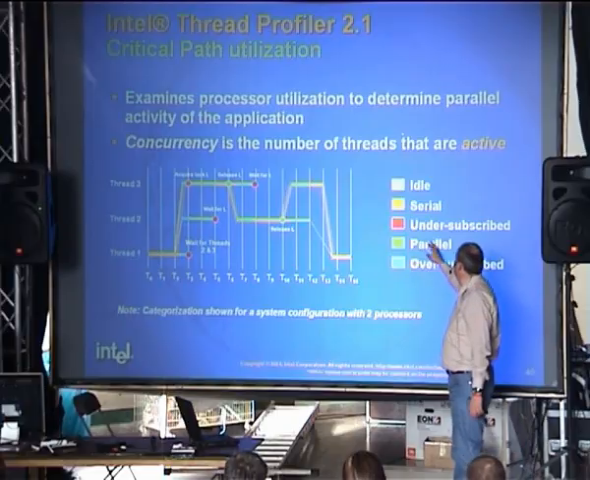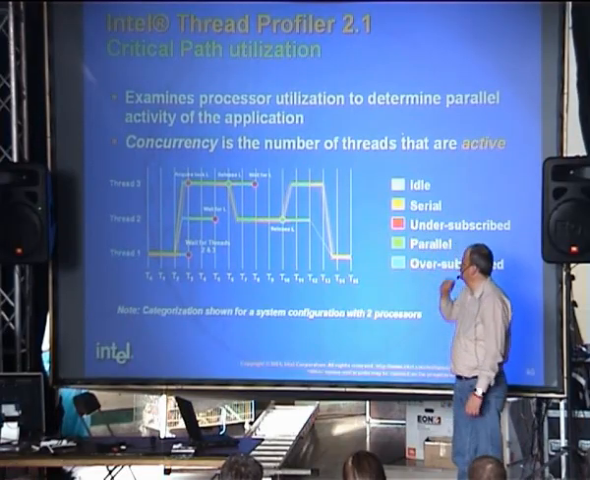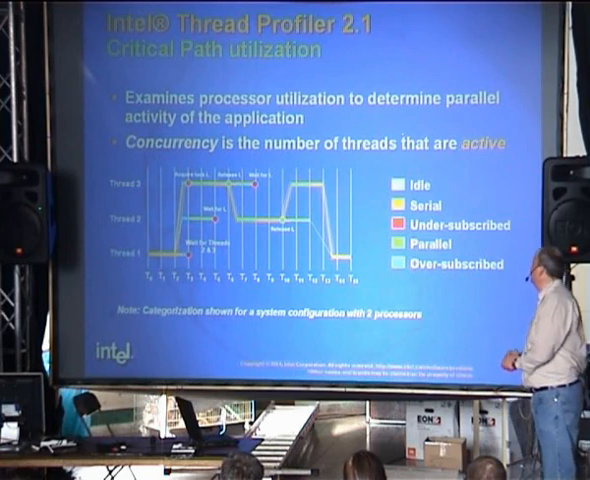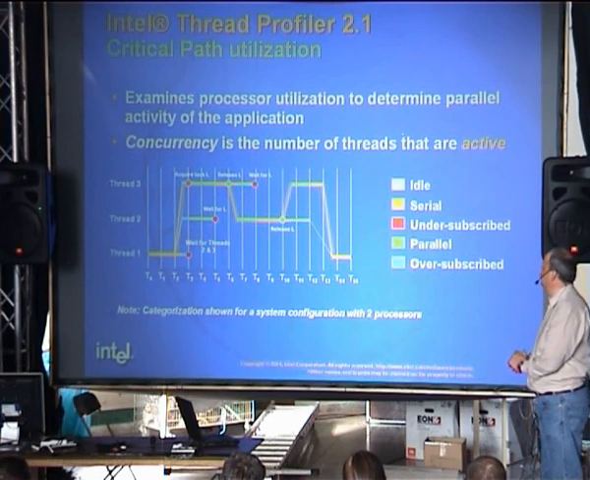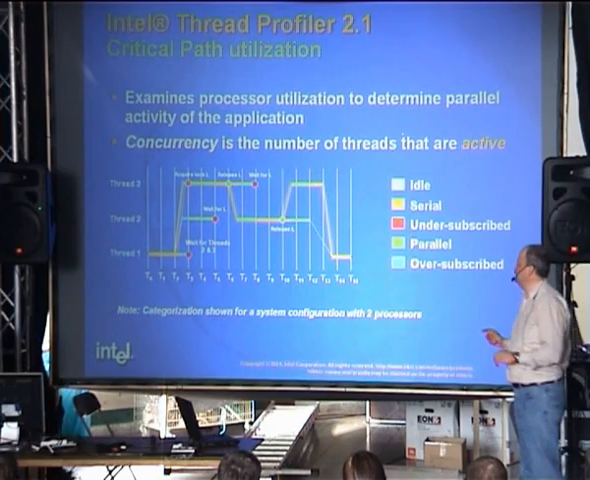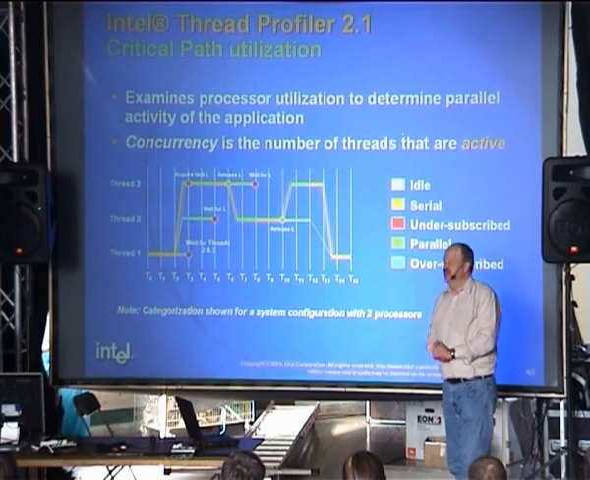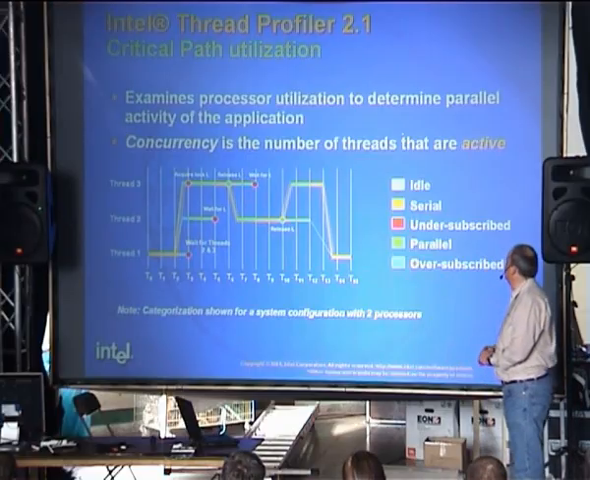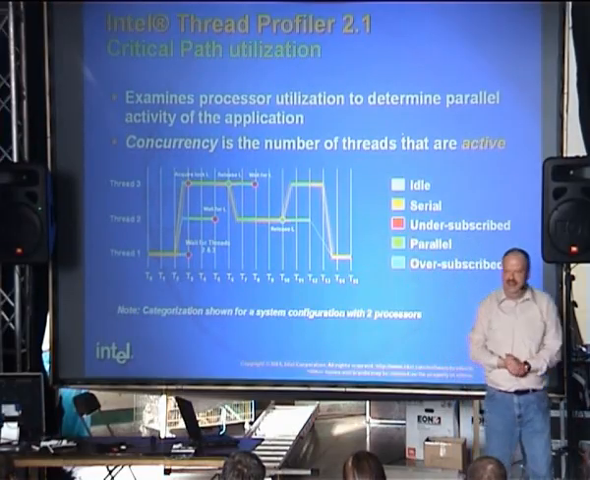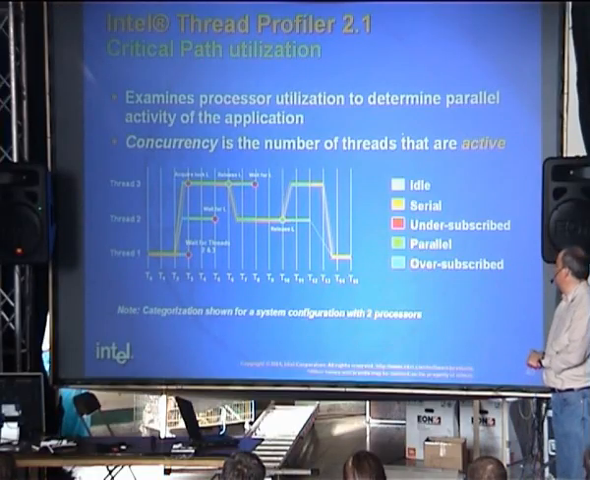Then you might have situations where you have undersubscribed. So for example, this is when you have, on a system with, let's say, 4 processors, only 3 threads running. To make this different from serial, which on a 2-processor system, serial and undersubscribed is the same, of course.